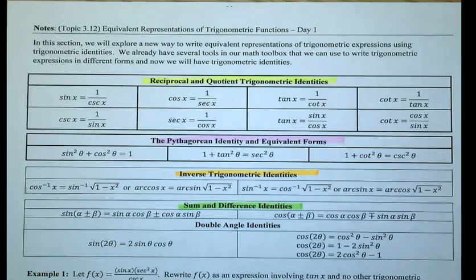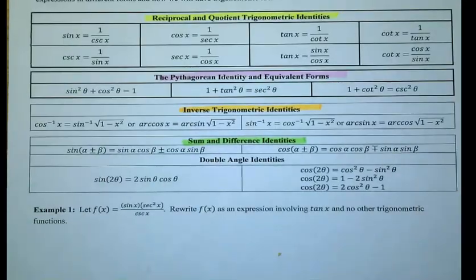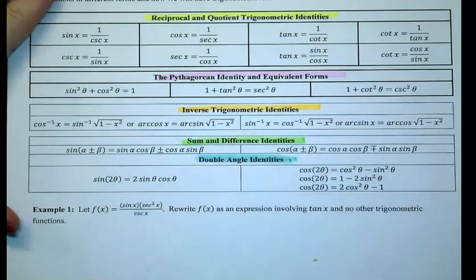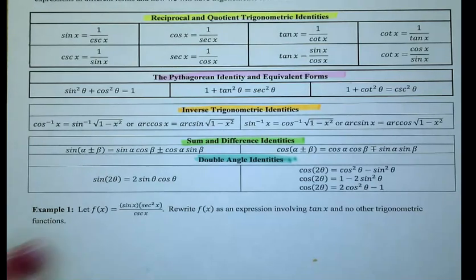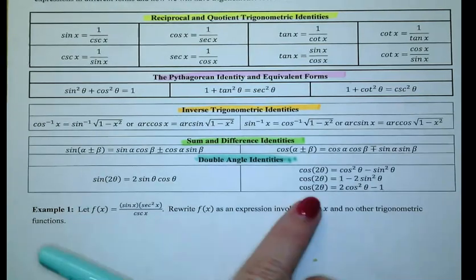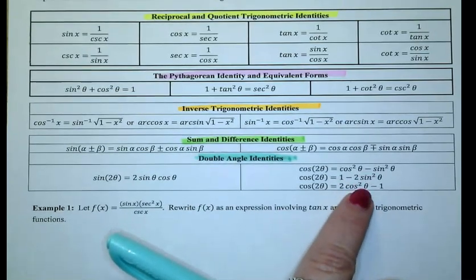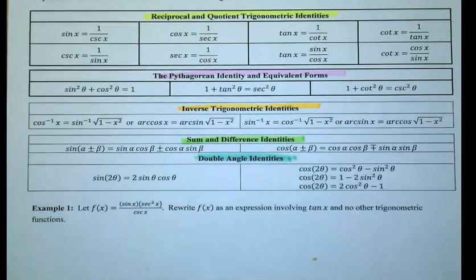And then the last set is the double angle identities. When we're looking at those, you see that we have a double angle for sine and we have a double angle for cosine, but notice the double angle for cosine has three different representations. And so we'll talk about that.